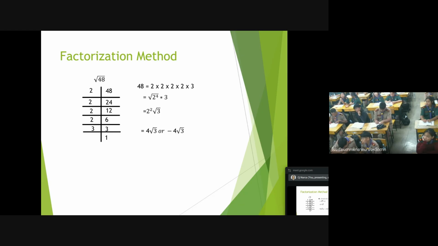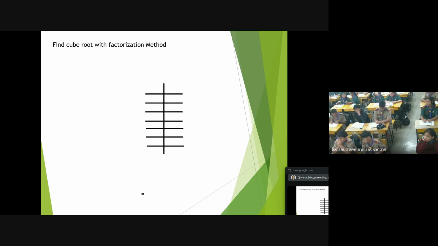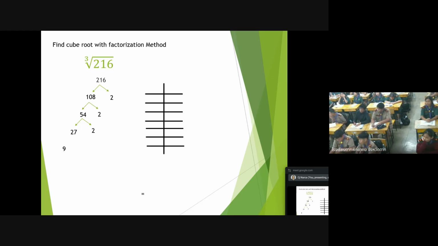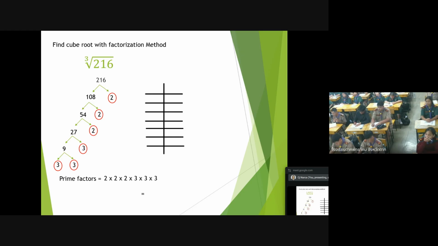All right, next. How about cube root? Cube root, ha? So we have 216. In cube root, again, we need to get the factor tree. Okay? So 54 and 2. And then divide it again. 27 and 2. And then we have 9 and 3. And then 3 times 3. Okay, so let's count. How many 2s do we have? 1, 2, 3. And then 1, 2, 3.